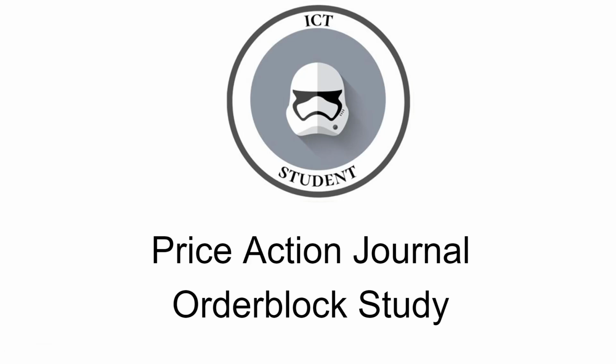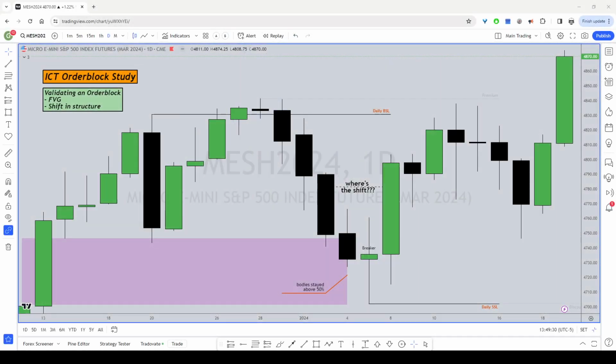Alright, journal entry today is around order blocks and order block study. So this past week we saw price make a run higher, and looking at the chart right now, it's obvious that it made a run higher, but for the journal entry, normally I want to use these as ways to remind and reinforce myself in the future.